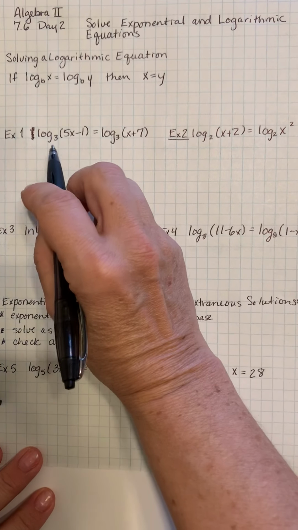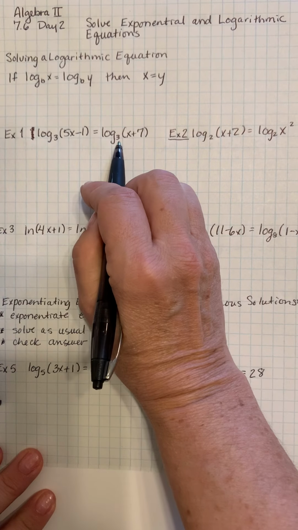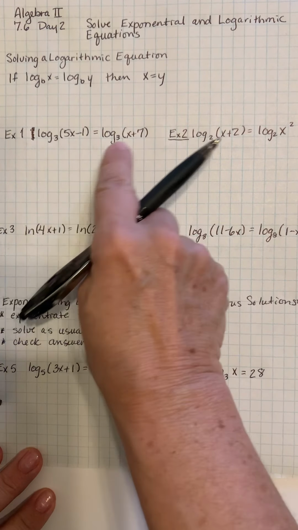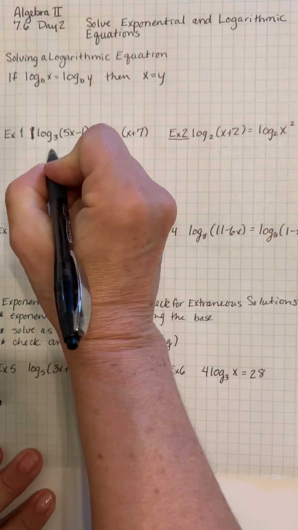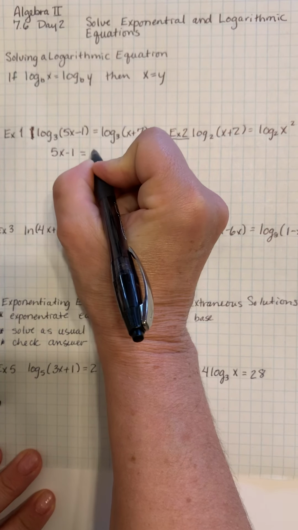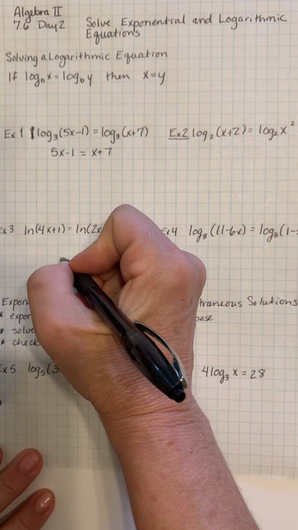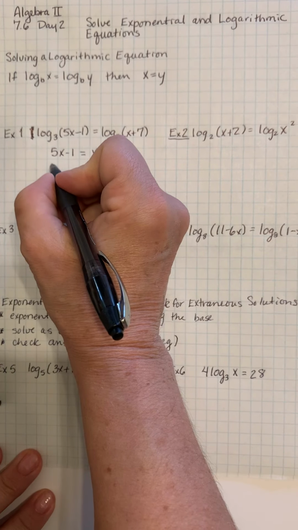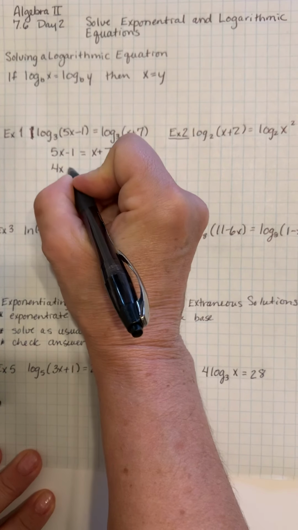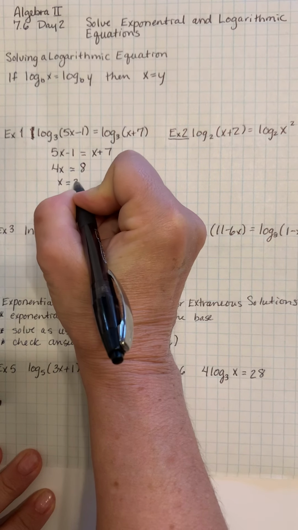Now they have to have the same base. So if you look at example 1, you can see that this is a log base 3 and this is a log base 3. There's only one term here and one term here, which means that these two things must be equivalent. So 5x minus 1 has to be equal to x plus 7. And then we solve this like we'd normally solve it. We bring an x over here, so subtract an x, add a 1, 4x is equal to 8. Divide both sides by 4 and x is equal to 2.